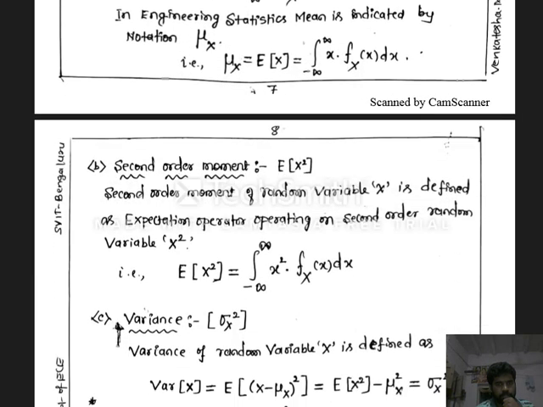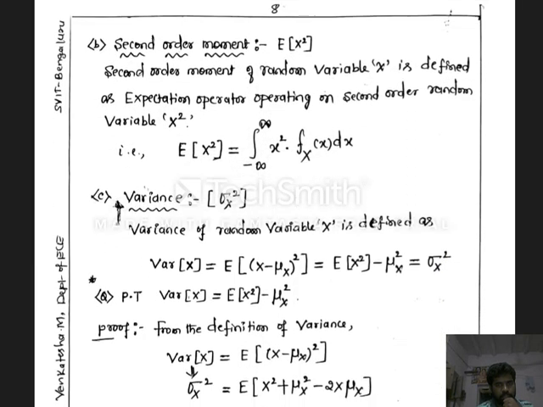The second expectation operator on the single random variable is E of x square. E of x square is nothing but the second order moment of the random variable x. So it can be written as E of x square equal to the integral over minus infinity to plus infinity, here the function is x square, so you have to write x square, into the probability density function of the same random variable with respect to x.